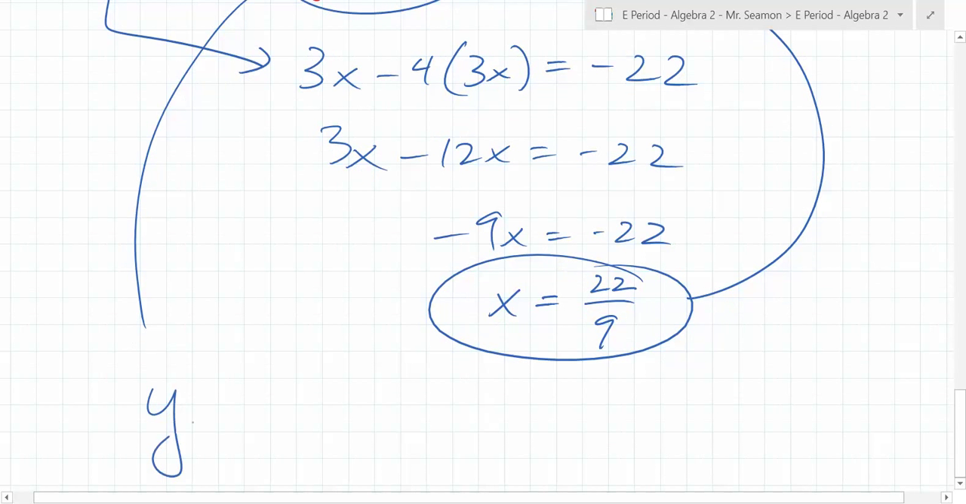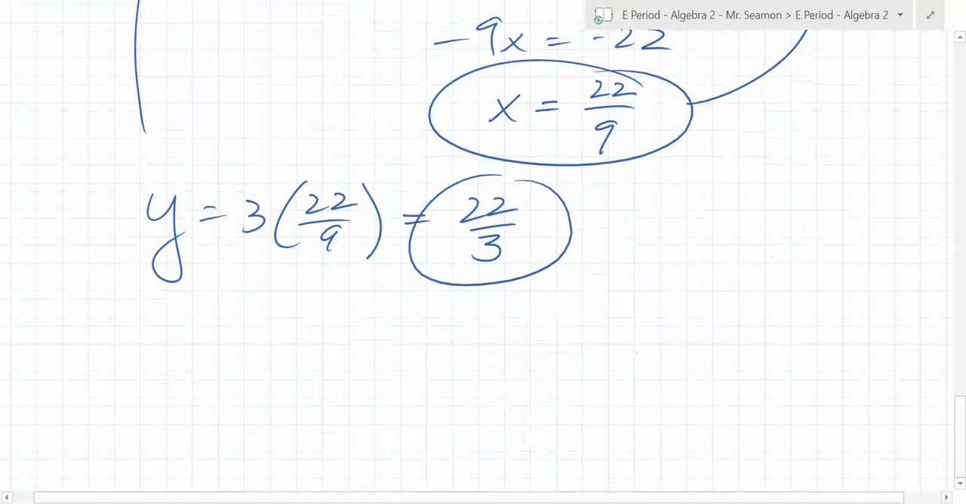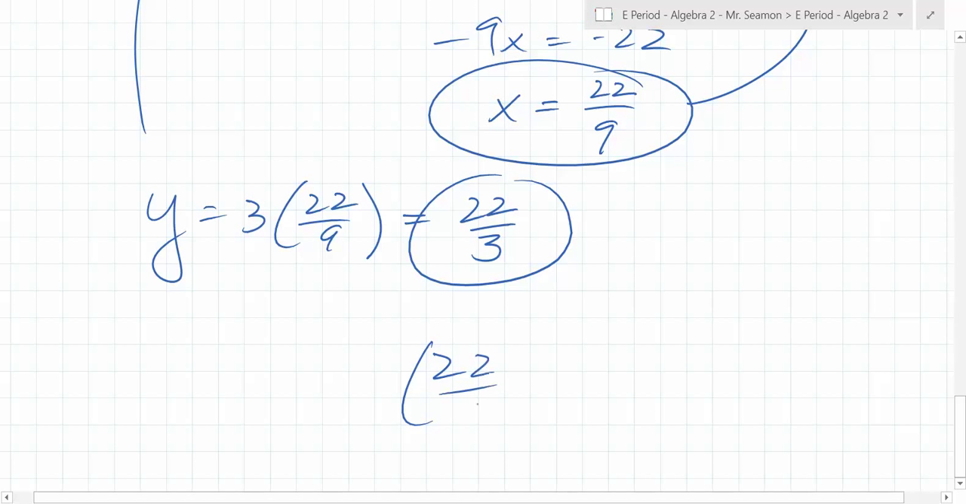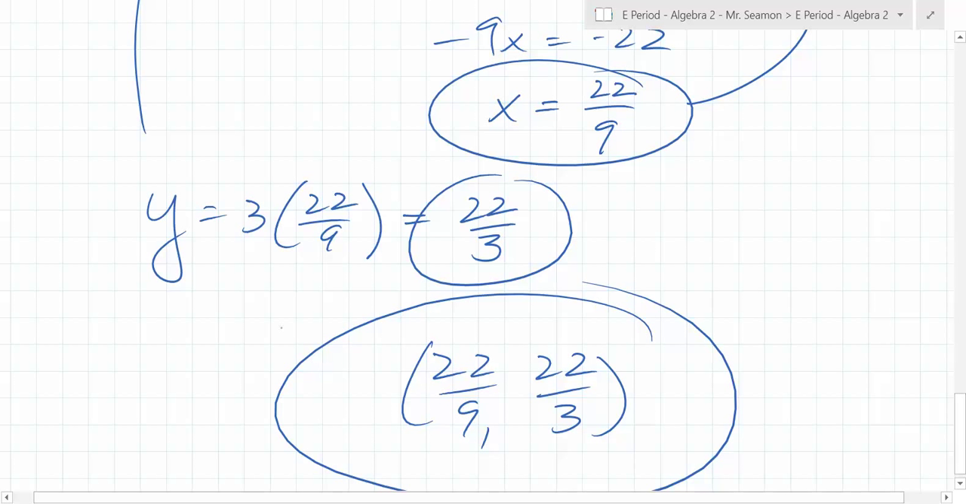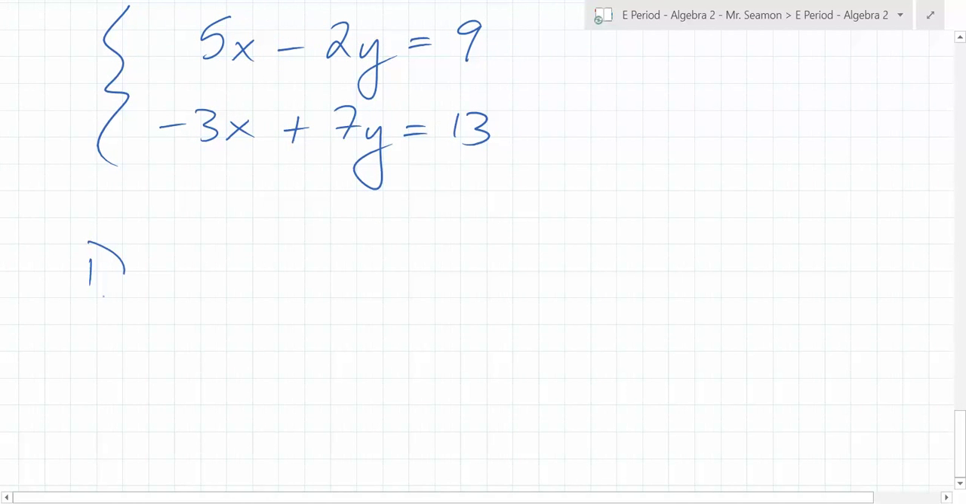3x. So y is equal to 3 times 22 over 9. Can someone tell me what that equals? 22 over 3. So how would you write the final answer? 22 over 9, comma, 22 over 3. Exactly. You'd write it as 22 over 9, comma, 22 over 3. Let's get that down in the record here.